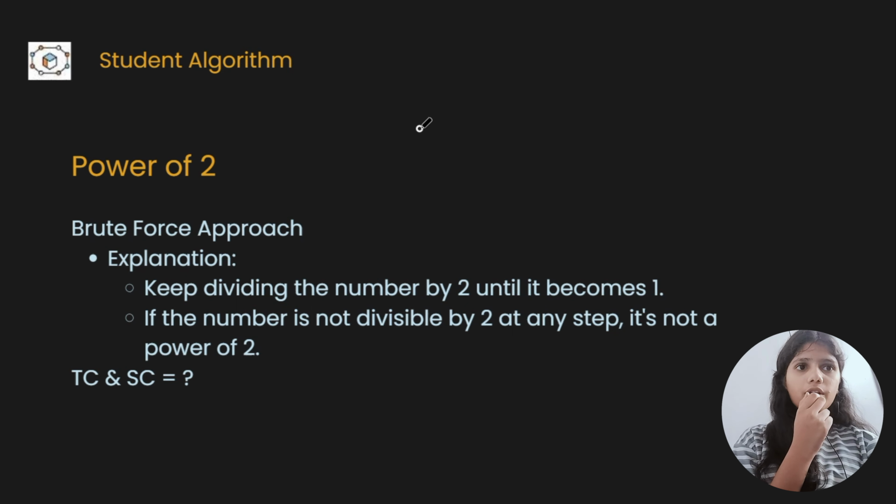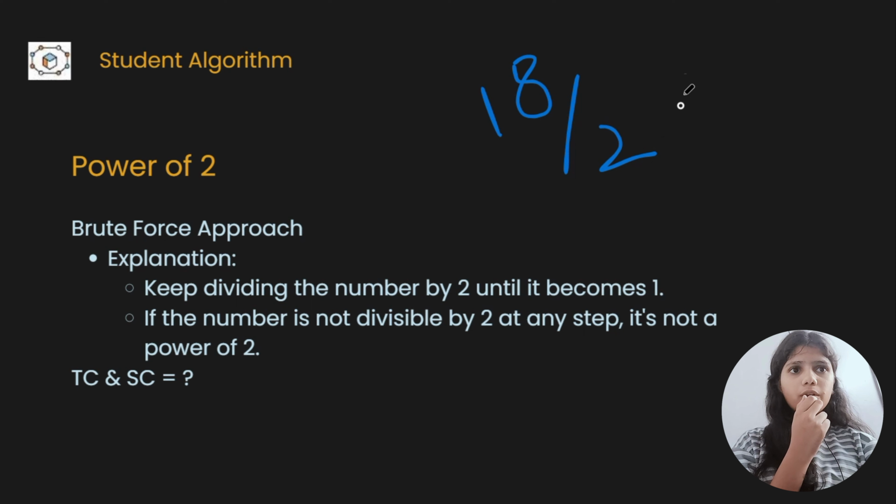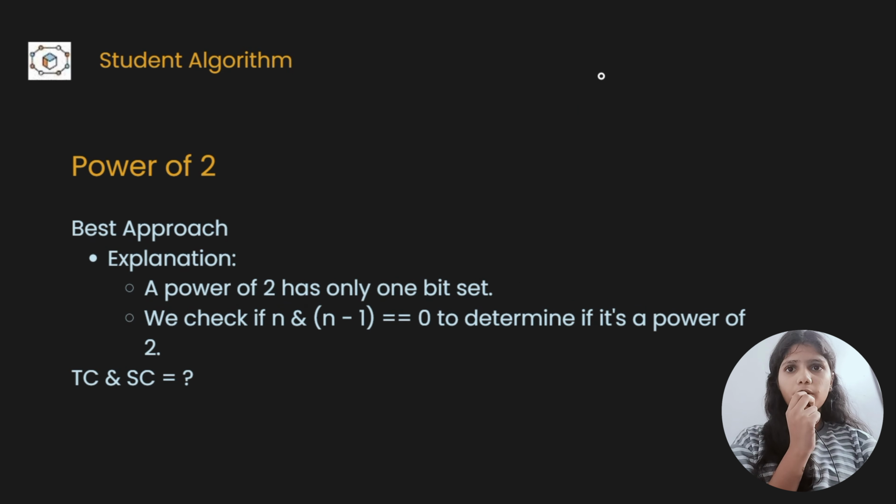Suppose you have been given 18. Let's consider you have 18. Now you need to divide it until it becomes 0. If it becomes exactly 0, then of course it is a power of 2, right? Try to write code for this and find the time complexity and space complexity. This is your assignment. And now next, let's move to the power of 2 best approach.